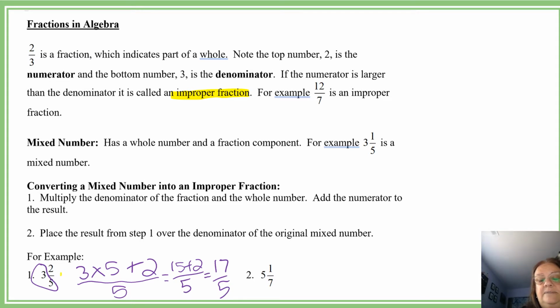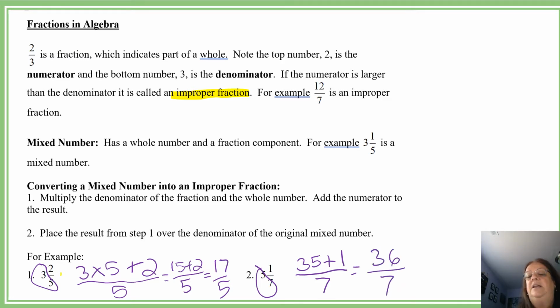Okay, 5 times 7. Multiply those two. 5 times 7 is 35. I add the existing 1, and I put the whole thing over the original denominator, which is 7. So I end up with 36/7, an improper fraction.